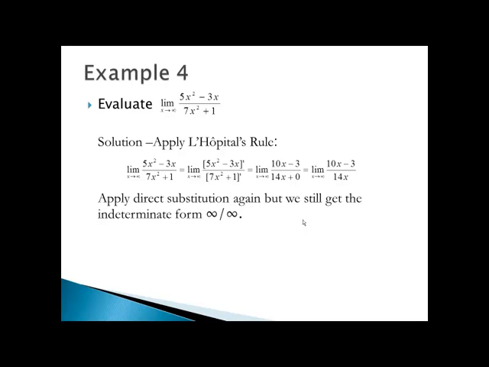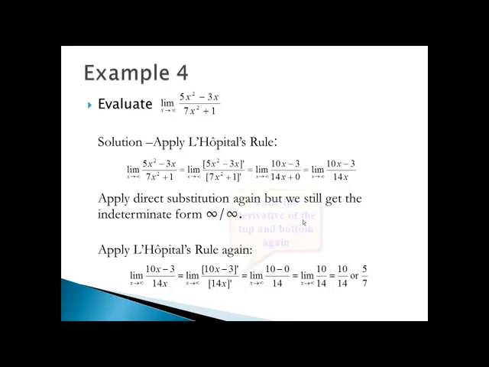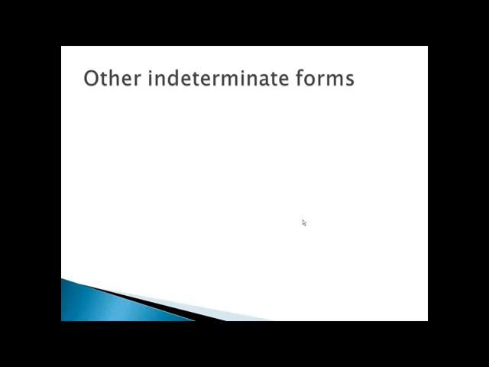Well, if I apply direct substitution again, I still get the indeterminate form infinity divided by infinity. The numerator gets large and so does the denominator. So I'll apply L'Hopital's rule a second time. In doing so, I again take the derivative of the numerator. The derivative of 10x minus 3 is 10, and the derivative of the denominator, 14x, is 14. So now I'm looking at the limit as x approaches infinity of 10 over 14, or in simplest form, 5 divided by 7.